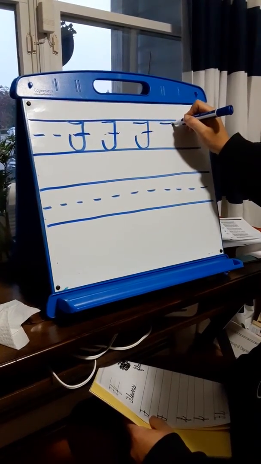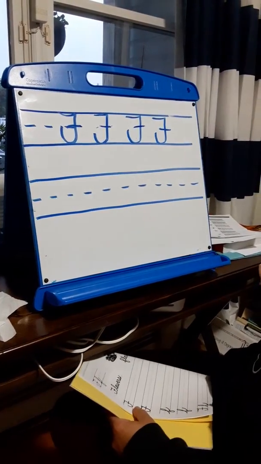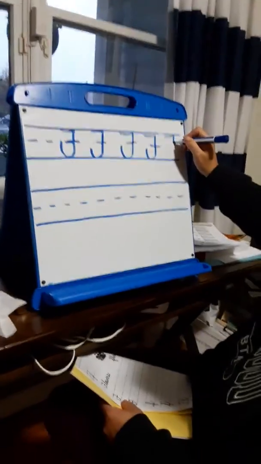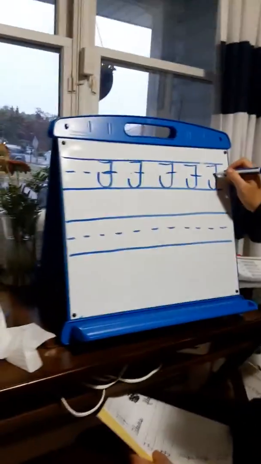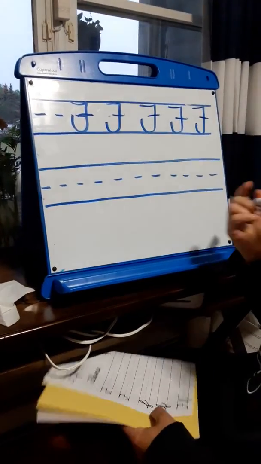Line across the top, down to the bottom, curve back up, and cross it in the middle. We'll do one more. Line across the top, back down to the bottom, go up, and cross it in the middle. Okay. Now for our lowercase f.